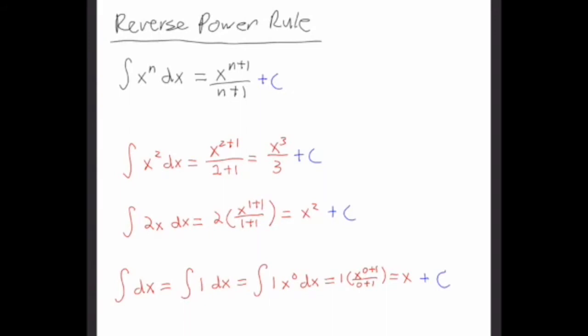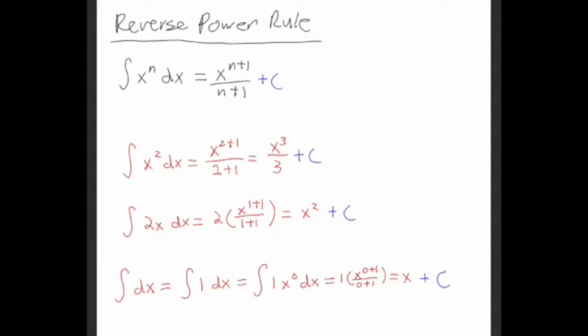So the reverse power rule for integration states that if you have the integral of x to the n dx, that's just equal to x to the n plus 1 divided by n plus 1. And you have to add a constant after every indefinite integral. So for example, x squared, you just add 1 to 2, so you get x cubed over 3. For 2x, this is x to the 1, so you do 2 times x squared over 2. The 2 cancels itself out, and you just get x squared plus c.